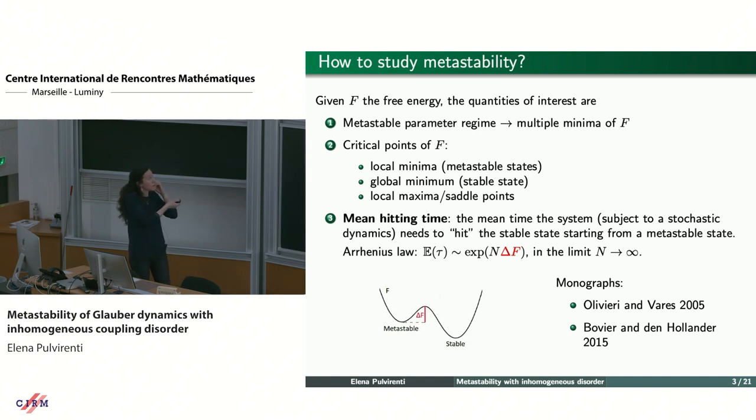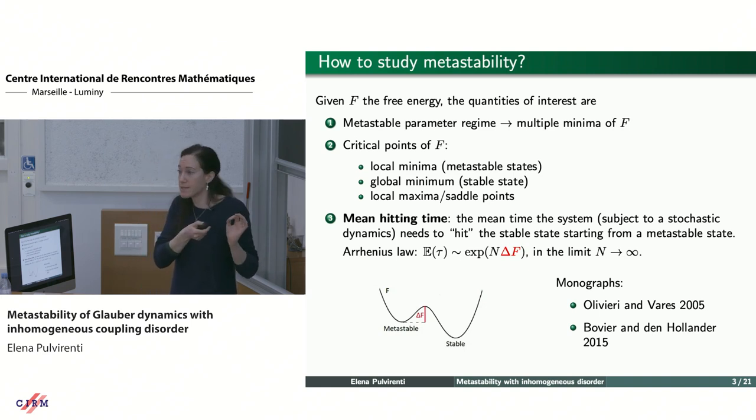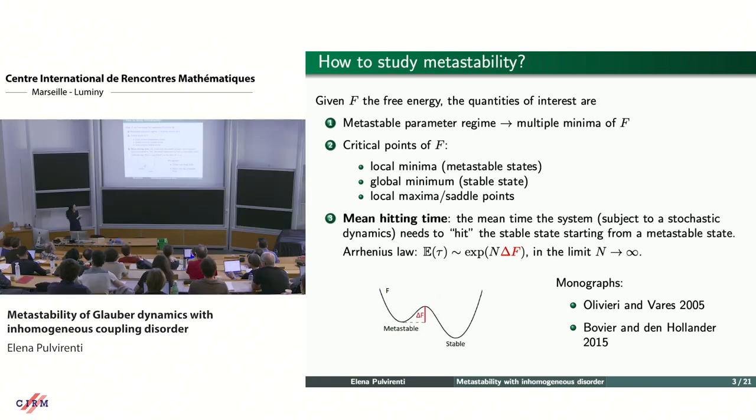This is a very simple situation, and in general we're going to have a much higher dimensional picture. Here I'm referring to two monographs, the one by Olivieri and Vares, and the one by Bovier and den Hollander. Their approaches to metastability are different. The approach by Olivieri and Vares is a pathwise approach, and the one in the book by Anton and Frank uses potential theory. We are going to work in this setting with the help of potential theory, but I don't think I'm going to dive into the methods; rather, I aim at giving you an overview of what we managed to do.